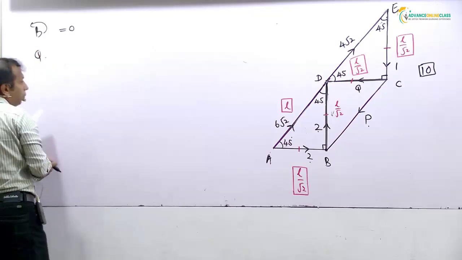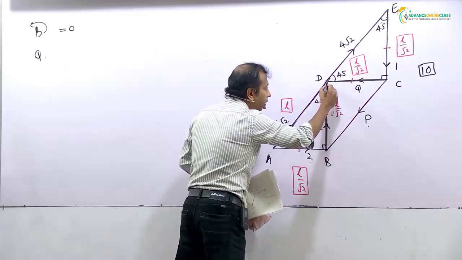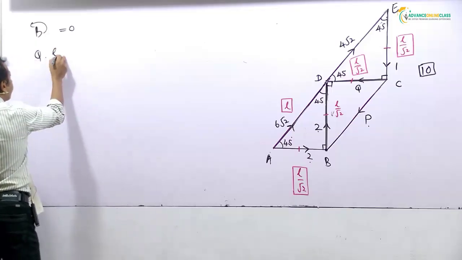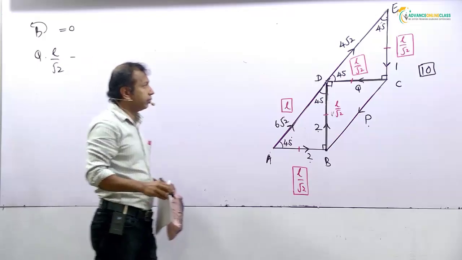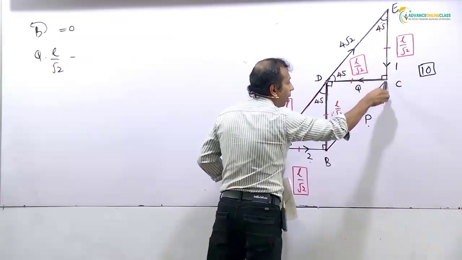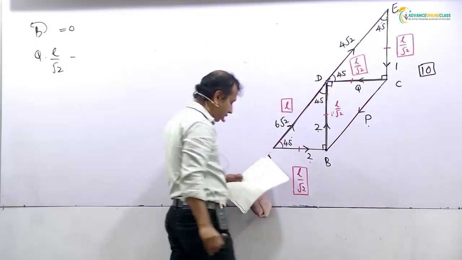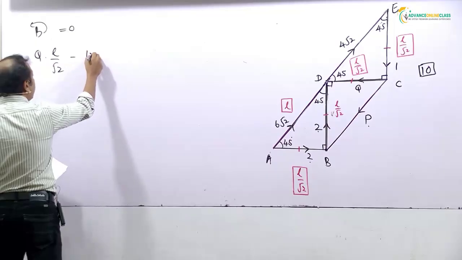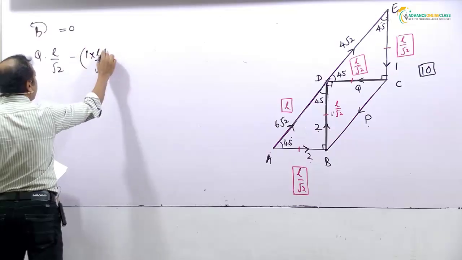Then Q into the perpendicular distance to this Q from B. This is 90, no? L over root 2. Q times L over root 2. Minus others. This one goes this way, the length is L over root 2. Minus 1 into L over root 2.